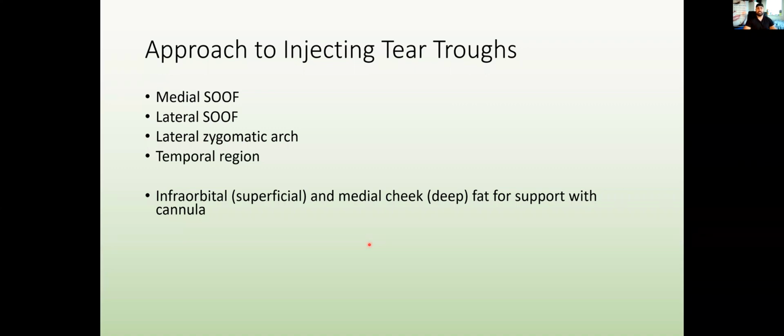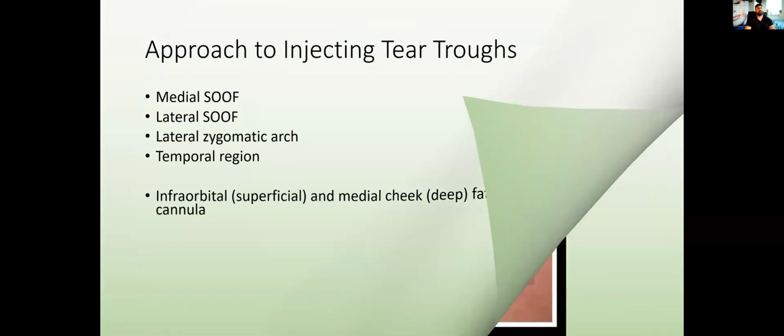Think about injecting the temporal region. If you remember my first webinar where I talk about temporal rejuvenation, which will help elevate the lateral brow, it will also help elevate your lid, and it will also help elevate the lateral canthus, which we now know from what I've told you, that having a slightly higher lateral canthus is an element of beauty. And we will also then consider injecting the cheeks, which we'll talk about later on.